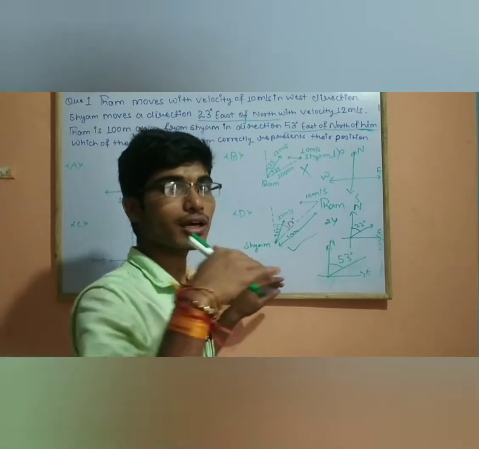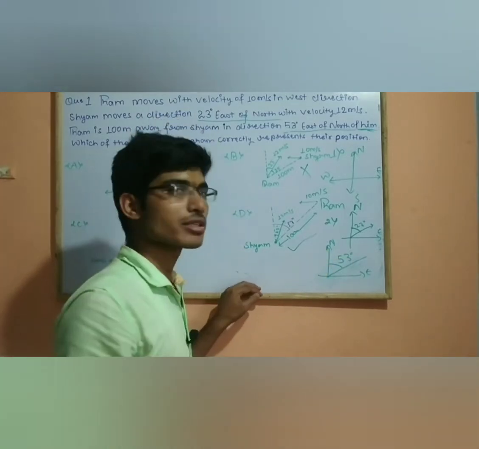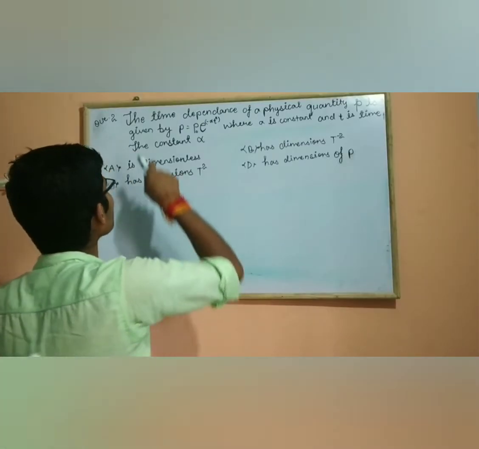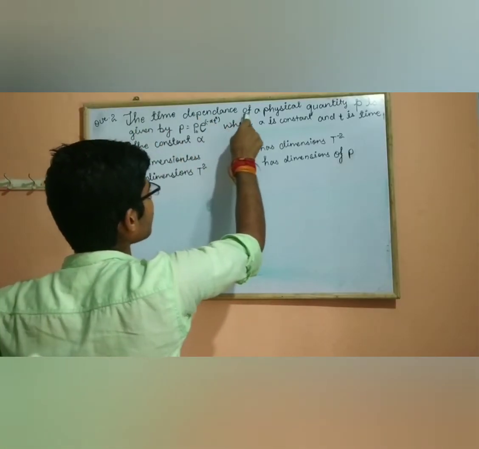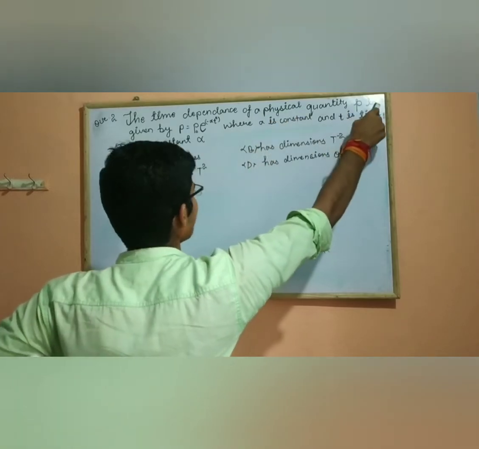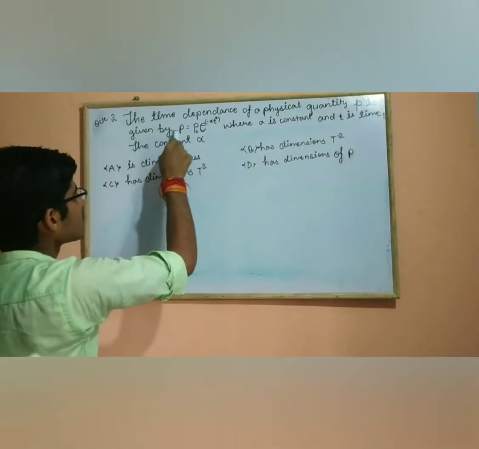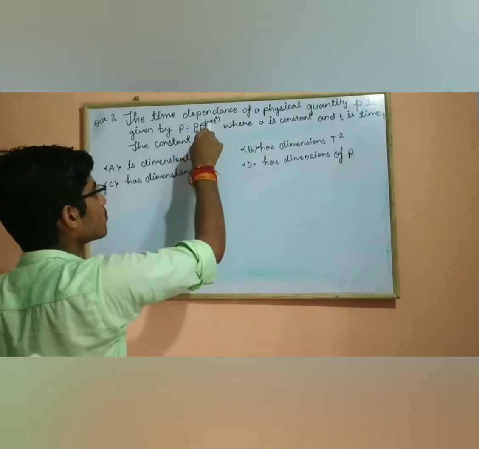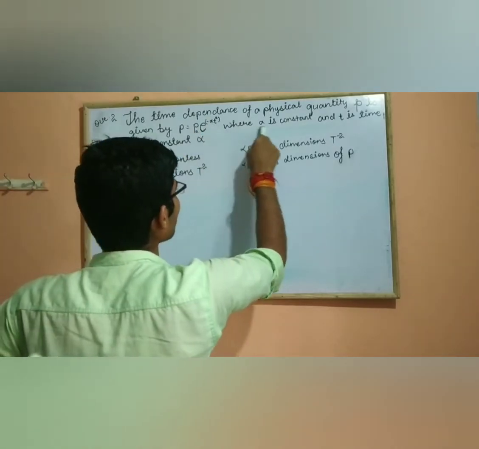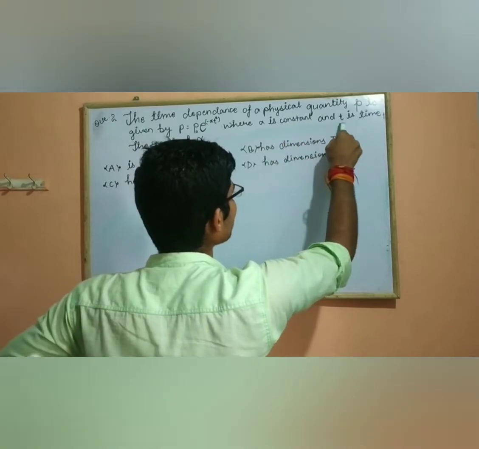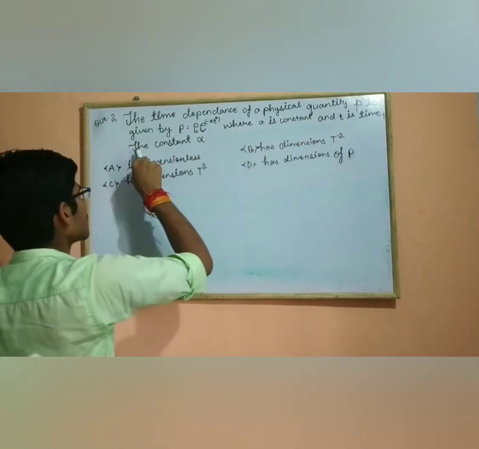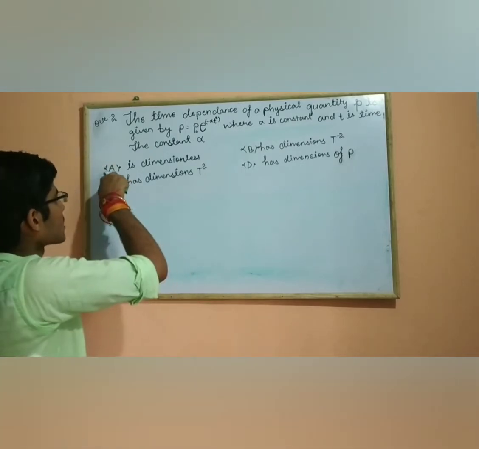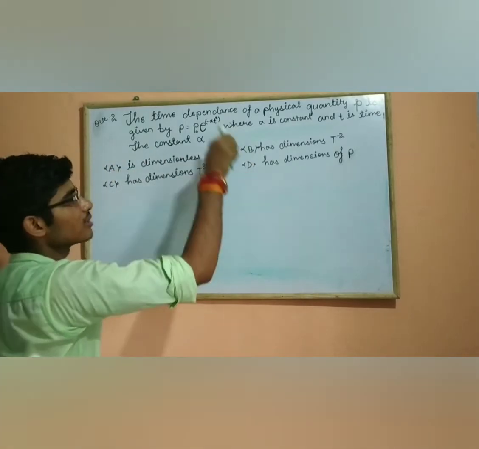Now next we move to the next question, which is question number 2. Question number 2: the time dependence of a physical quantity P is given by the equation P equals P naught e raised to the power minus alpha t square, where alpha is a constant and t is time. The dimension of constant alpha is, options we have A, B, C and D.